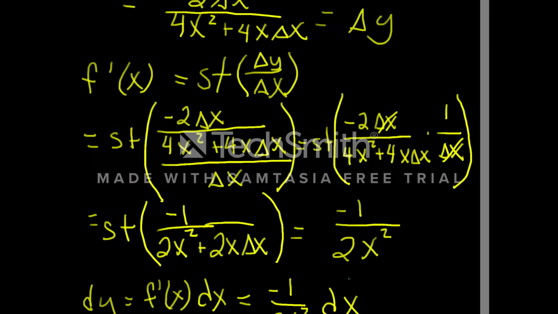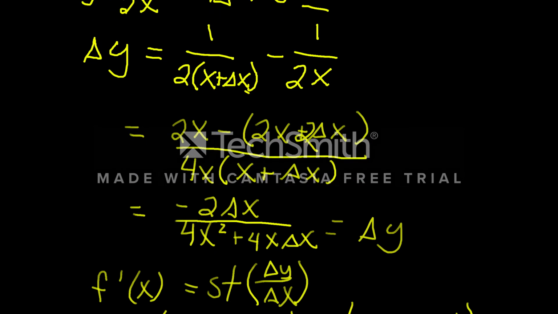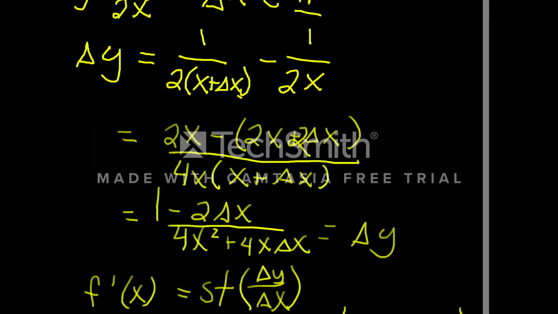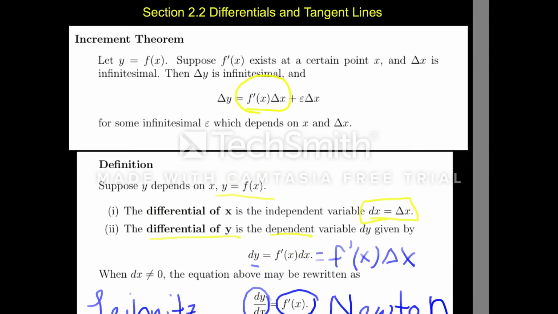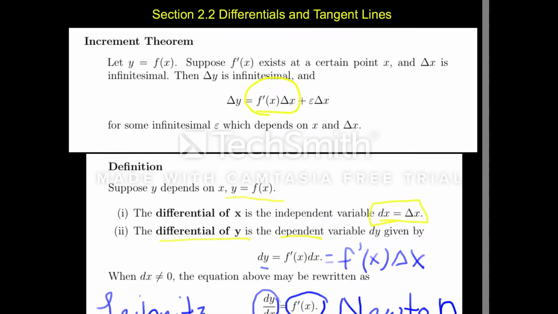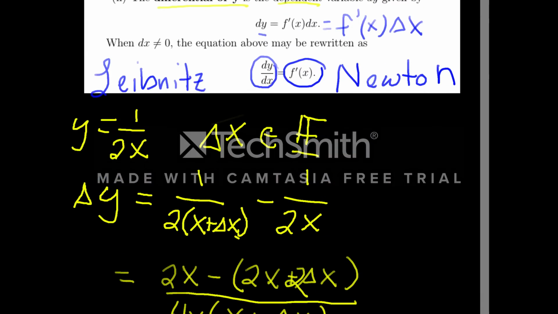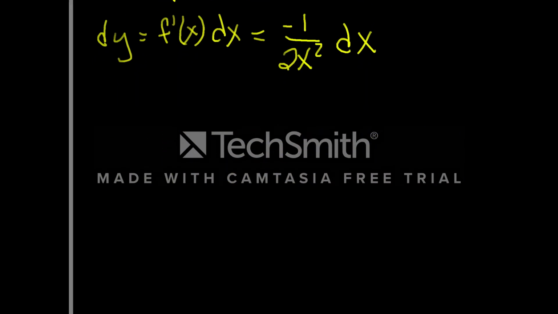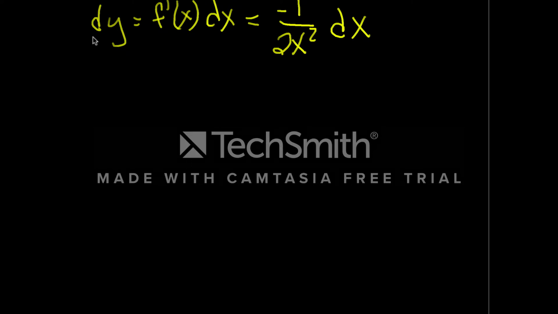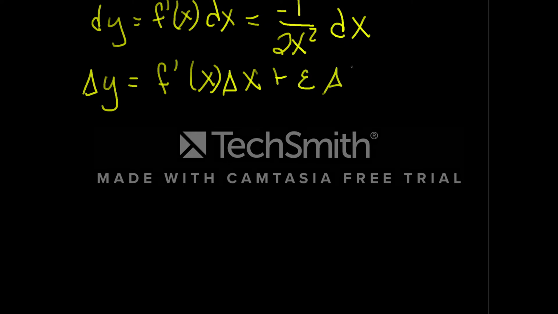Okay, so we have up here, though, our increment theorem says that we should have some agreement in that delta y, this expression here, should be equal to f prime of x dx, or delta x, plus some epsilon delta x. So we will set up our formula. We can just use this equation here. And by the increment theorem, it says that delta y should be equal to f prime of x delta x plus some epsilon times delta x.